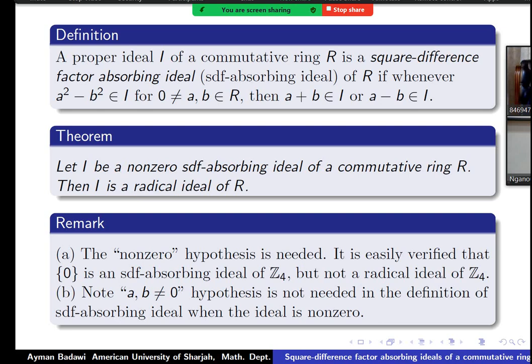Whenever you have the difference of squares, a square minus b square, in I, and here we need a and b not 0, then a plus b is in I or a minus b is in I. One of the factors has to be in I.